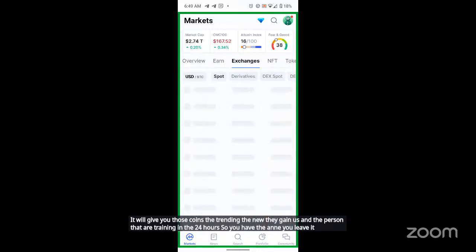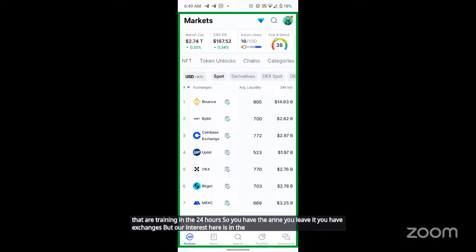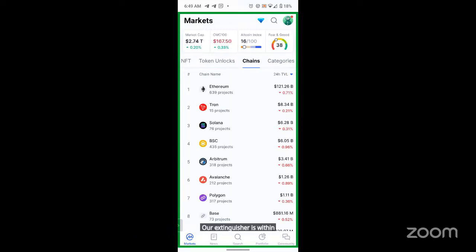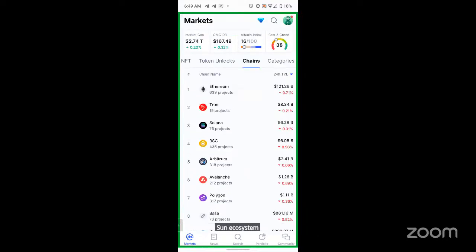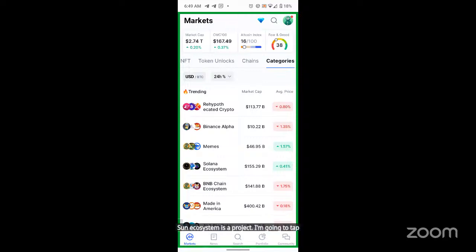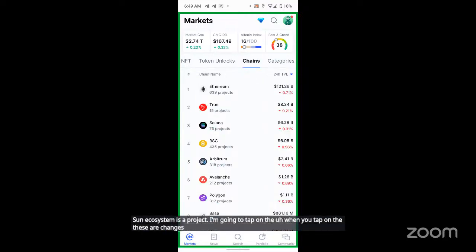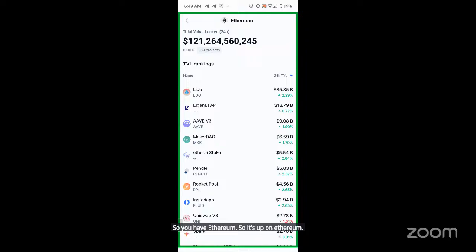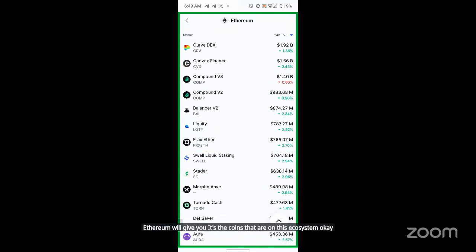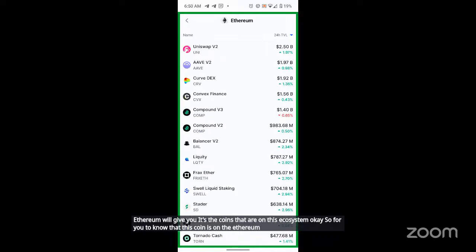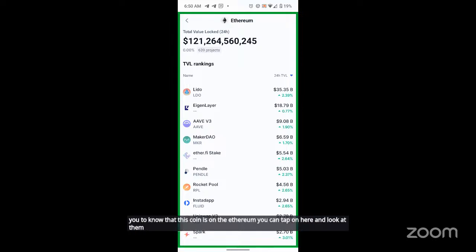You have exchanges, but our interest here is within the ecosystem, okay? So an ecosystem is a project, and when you tap on these chains, the chain name, Ethereum chain, they show you the amount of projects on that chain. Tron has 15 projects, Solana has 26 projects. So when you tap on Ethereum, it will give you its coins that are on its ecosystem, okay? So for you to know that this coin is on Ethereum, you can tap on here and look at them on the TVL ranks.